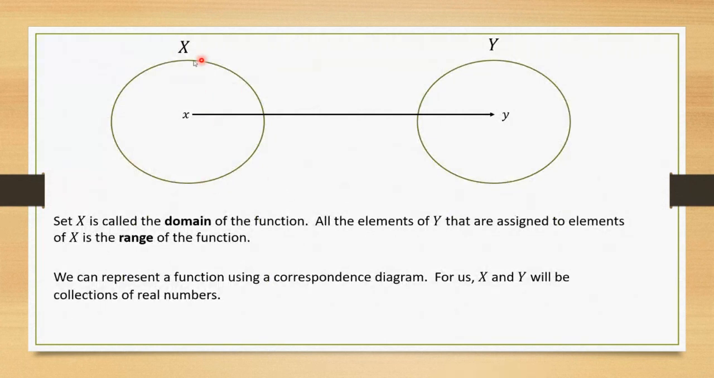Remember also, everything in the first set is called the domain of the function. The domain of the function is the first set. Everything that comes out of the function is the range.